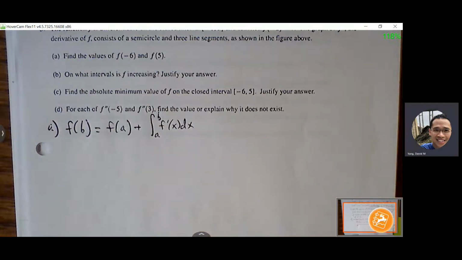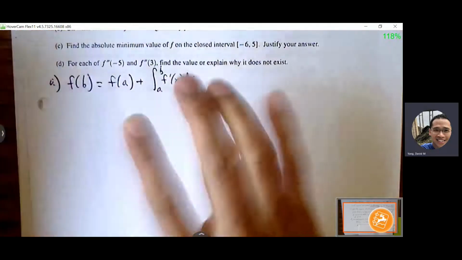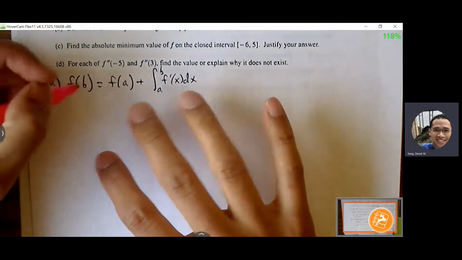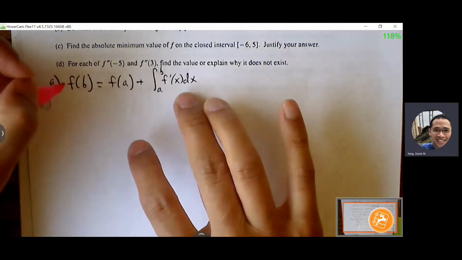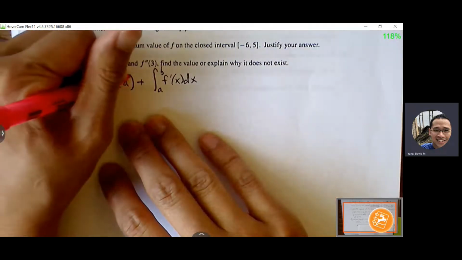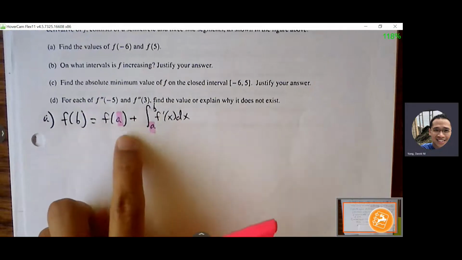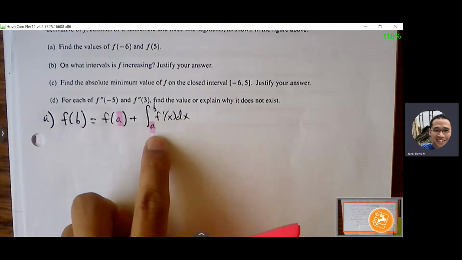Okay, so I want to stress this again. I know I talked about this yesterday, but it's easy to make this mistake, so I want to point this out. When you set up your particle motion formula and you start inserting values in, it's important that you match these numbers. Okay, your f of a needs to match with this lower bound.